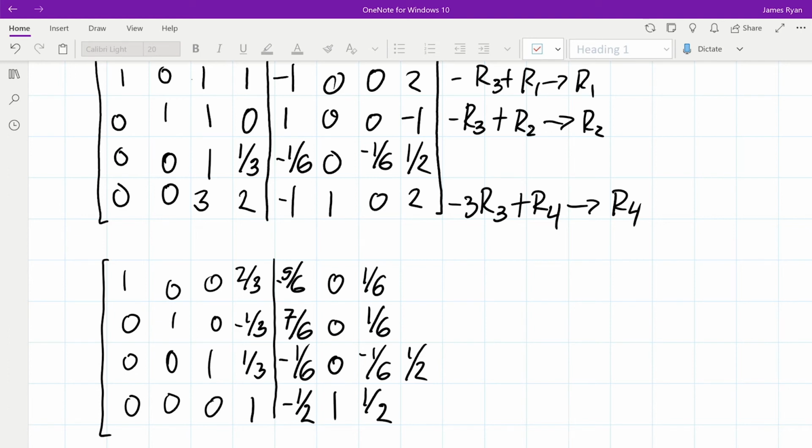Okay. So, negative 1 over 2 times negative 1 plus positive 1 over 2 times negative 1 plus 2 is 3 over 2. Positive 1 over 2 times negative 1 plus negative 1 is negative 3 over 2. Positive 1 over 2 times negative 3 plus positive 2. So negative 3 over 2 plus 2 is 1 over 2.